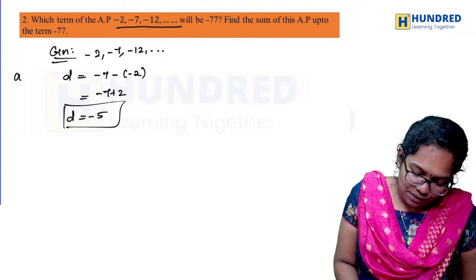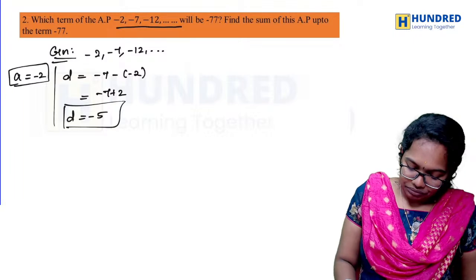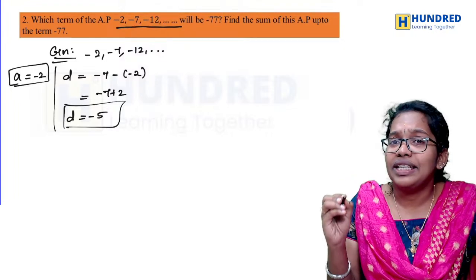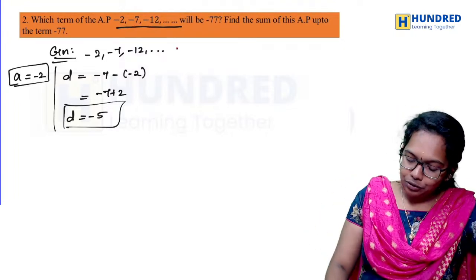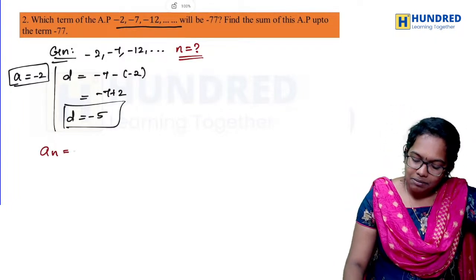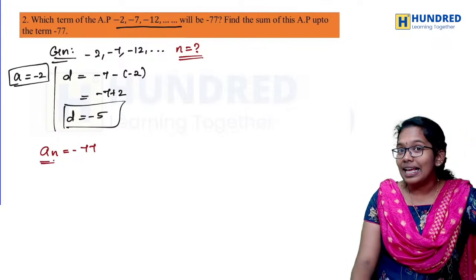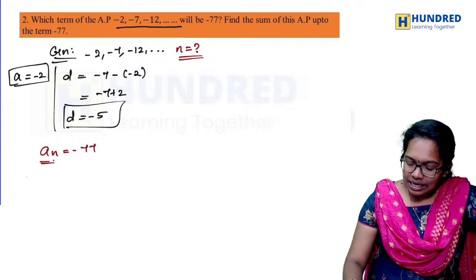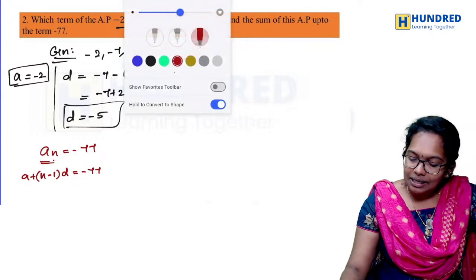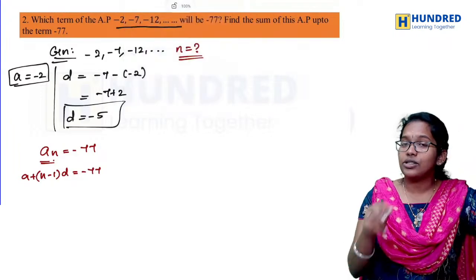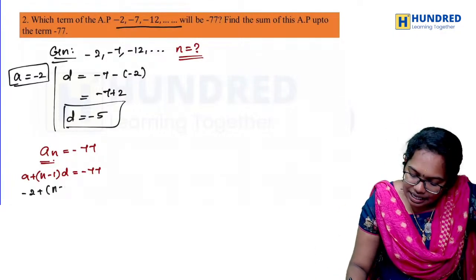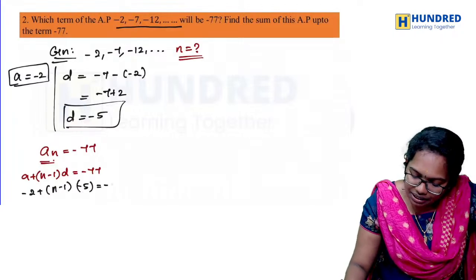And from this, what is the a value? a is nothing but −2. Now you have to find which term −77 is, so you are going to find the n value. Here they have given you an to be −77. What is the formula for finding an? The nth term formula is a + (n − 1)d = −77. Just substitute the values of a and d so that you will get the n value. So −2 + (n − 1)(−5) = −77.